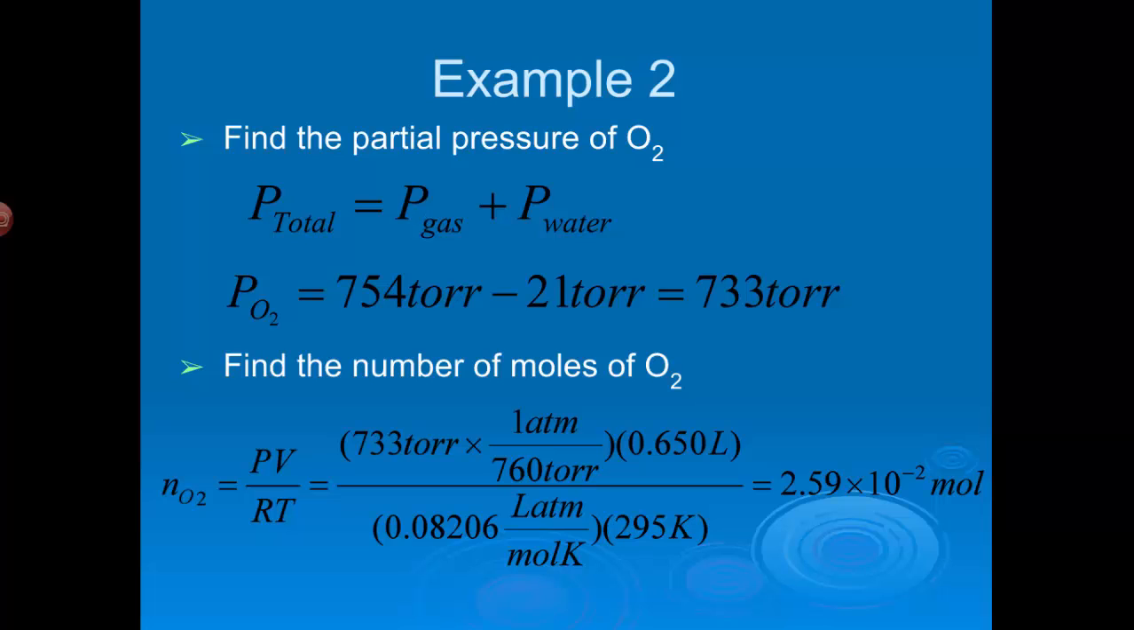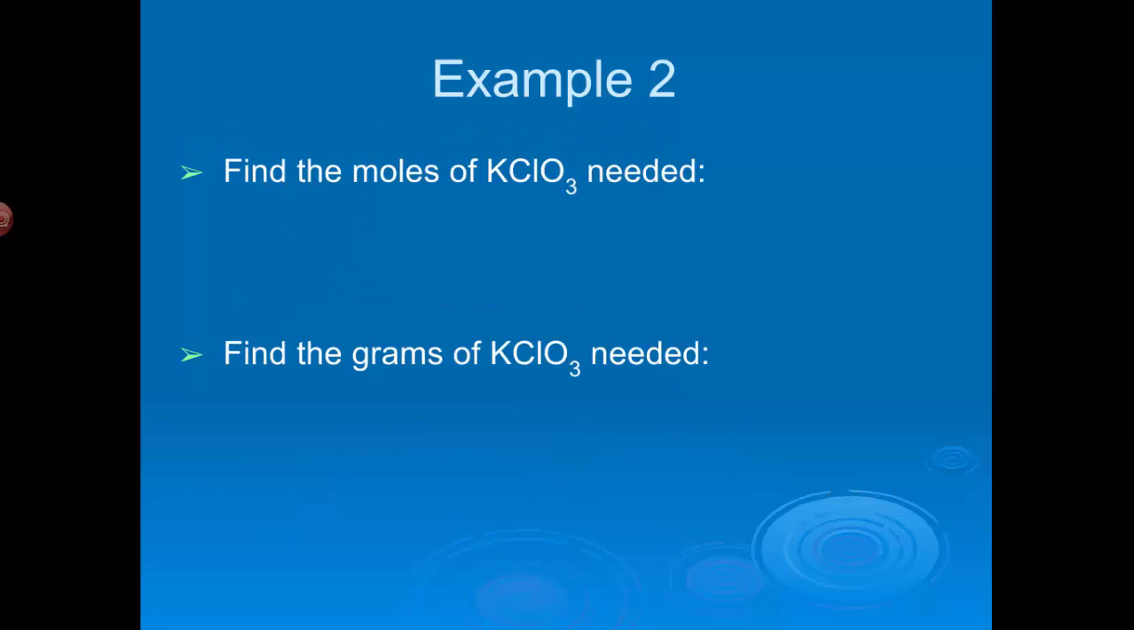Moles is PV over RT. The pressure we just calculated, but we're going to convert it to ATM, atmospheres, because we're using an R value that contains the units atmospheres. We've got 0.650 liters, that's our 650 milliliters, and then we've got R, and our temperature is 295 kelvins. And so, according to this calculation, we've got 2.59 times 10 to the minus 2 moles of oxygen that were produced.